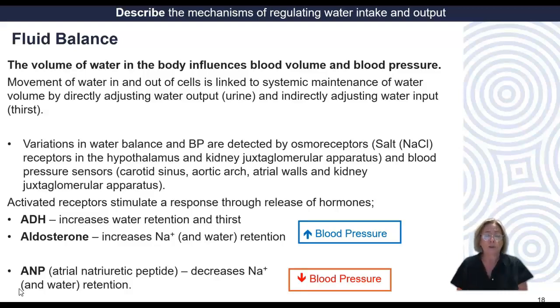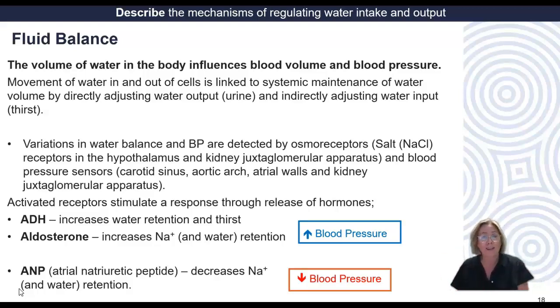So variations in water balance and blood pressure are detected by osmoreceptors. So those salt receptors that are detecting levels of sodium chloride in the hypothalamus and also the juxtaglomerular apparatus in the kidneys. And we also have those blood pressure sensors, so those mechanoreceptors or baroreceptors that are located in the carotid sinus, the aortic arch, the atrial walls, and the kidney juxtaglomerular apparatus as well. And when activated, they stimulate a response through the release of hormones.